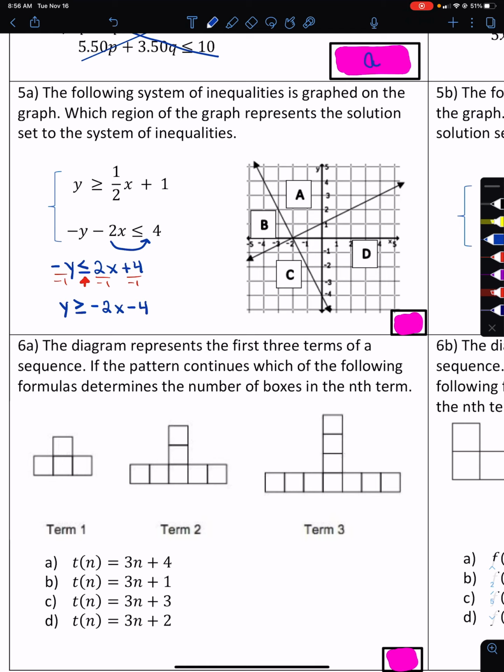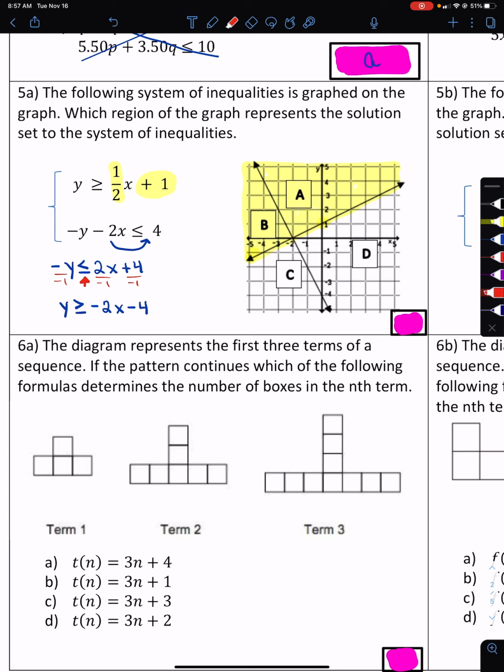Okay, let's go ahead and graph them. The first one, our y-intercept is at positive 1, and the slope is 1/2. Means it goes up 1, right 2, up 1, right 2. Okay. So with that equation there, y is greater than, so we shade the graph of the inequality.